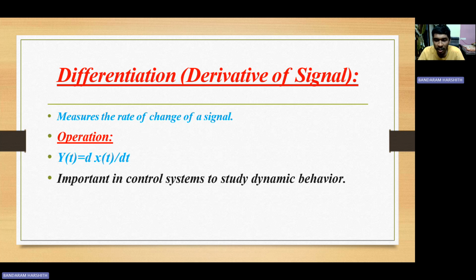Here the operation is given. The operation is y of t is equal to dx of t by dt. That means differentiating x of t with respect to t. So let's discuss why it is important. It is important in control systems to study the dynamic behavior.